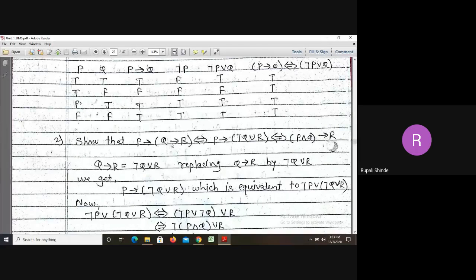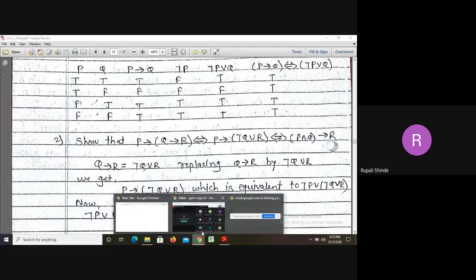Just we replace this Q conditional R by its equivalent formula, that is negation Q or R. So our formula becomes P conditional negation Q or R, and that is second formula. That's why these two formulas are equivalent.